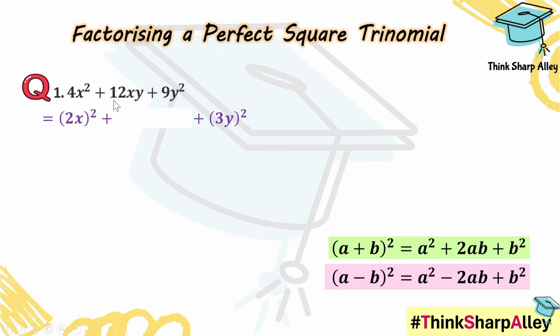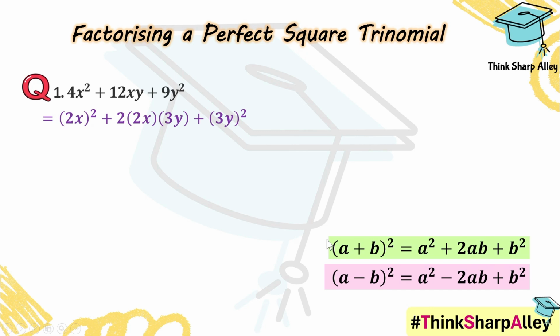So let's see whether the middle term is twice the product of their roots. So first we are going to write 2 into 2x into 3y. So let's multiply the numbers first. 2 times 2 is 4, times 3 is 12, and xy. Perfect, that matches. Boom. So it's a perfect square trinomial.